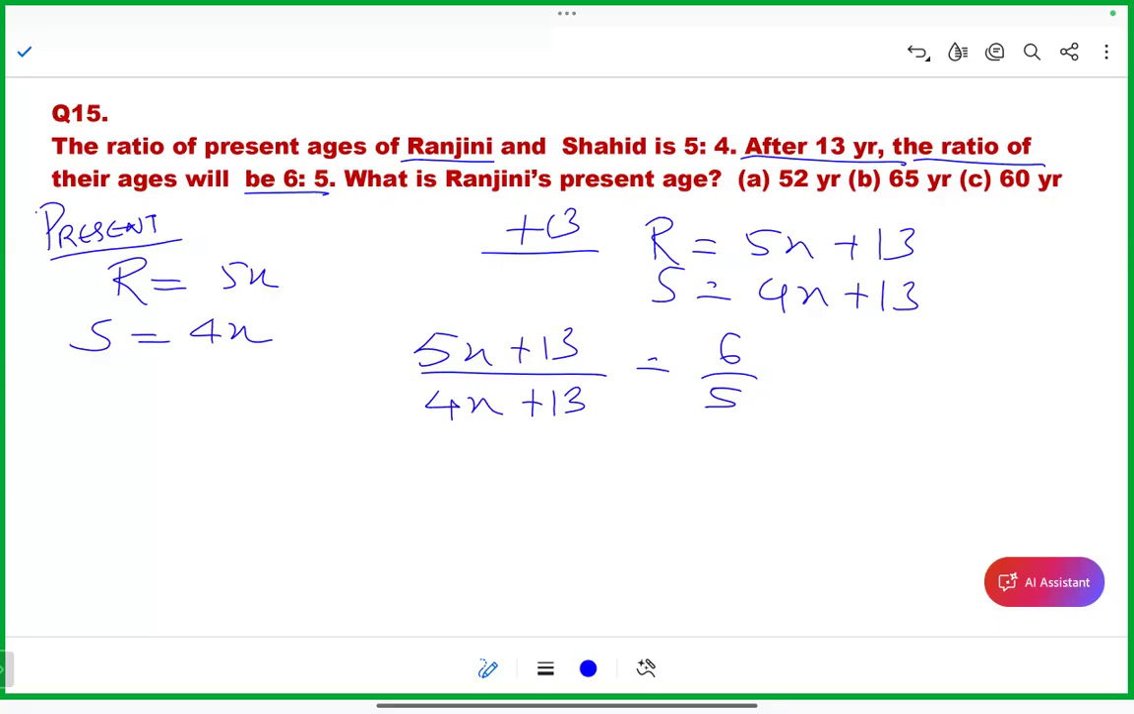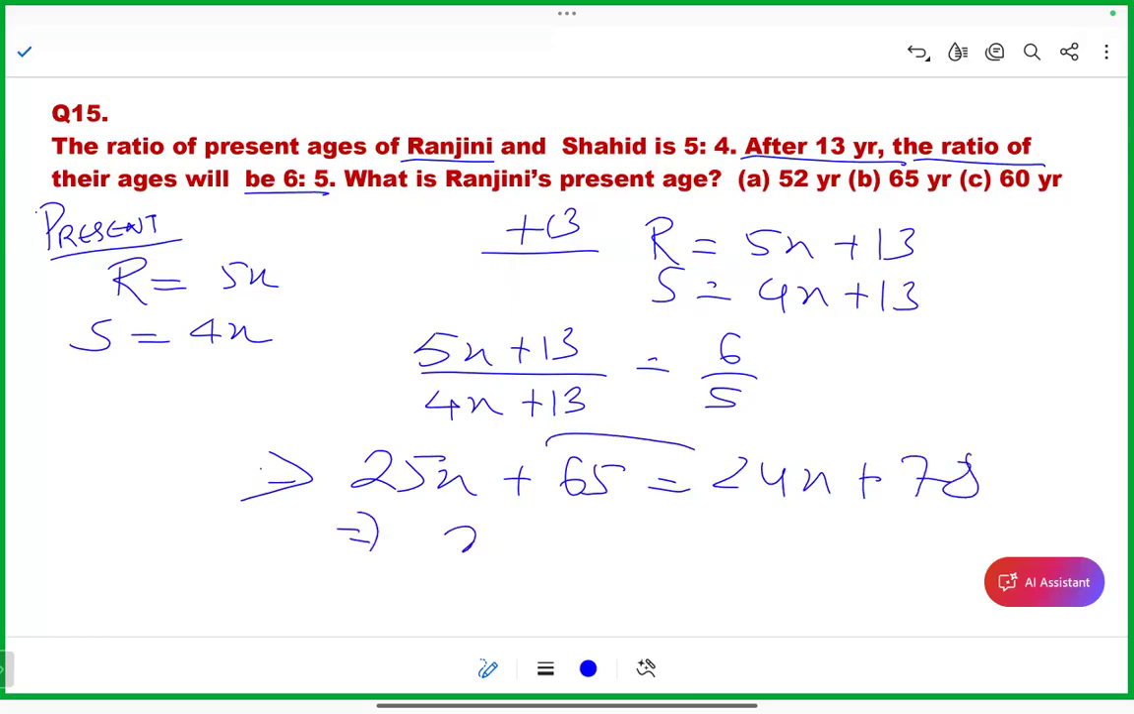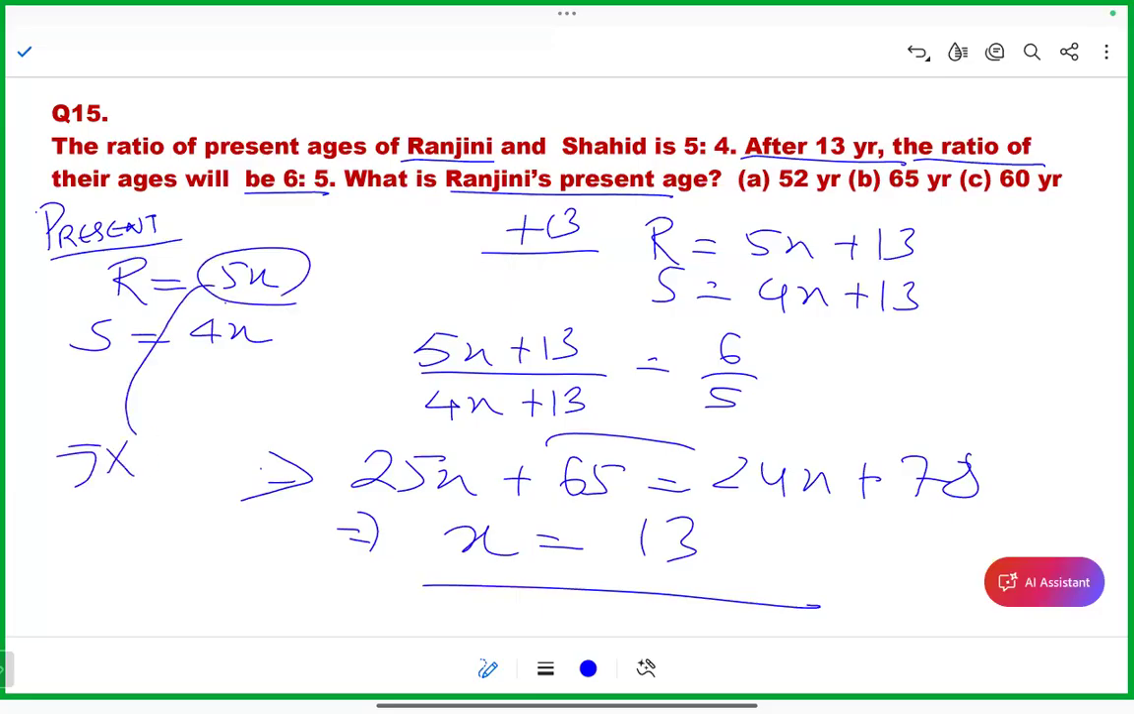Now from now, it's all about just calculation. 25x plus 65 equals 24x plus 78. So 24x will come here. It will become x equals 13. So if x is 13, Rajini's present age is 5x. Present age is 5 into 13 equals 65. Is it there in the options? 65. Such questions are easy and boring.